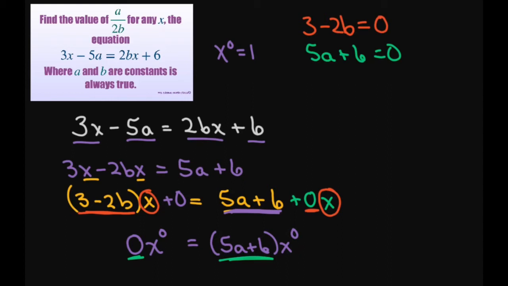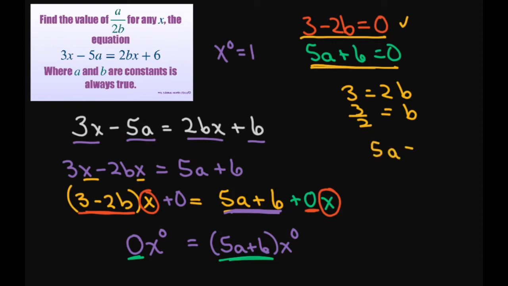Now all we have to do is solve for b and a. So for this one, we're going to get 3 equals 2b, and b equals 3/2. And for this one, we're going to get 5a equals negative 6, so a equals negative 6 divided by 5. Okay, from there, I'm going to write this down again. Our a was negative 6/5, and our b was 3 divided by 2.